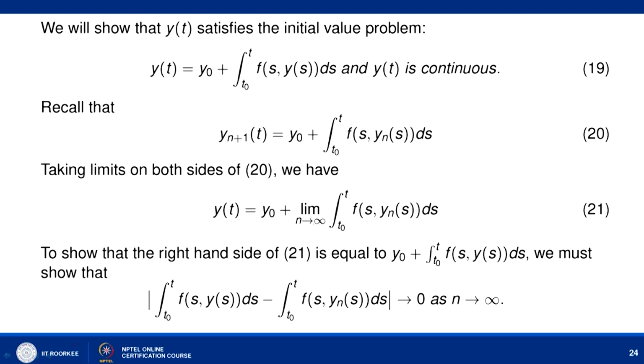And to show that this right hand limit is going to be equal to this quantity, we must show the following thing: that the modulus of the integral from t_0 to t of f(s, y(s)) ds minus the integral from t_0 to t of f(s, y_n(s)) ds is tending to 0 as n tending to infinity. So this we want to show here. So how can we show it?